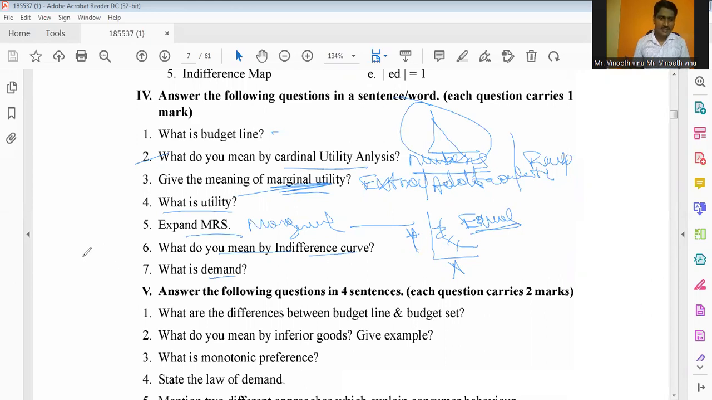Demand is a particular quantity which is purchased by the consumer at a particular price and a particular period of time. Okay, demand. Okay. Next.